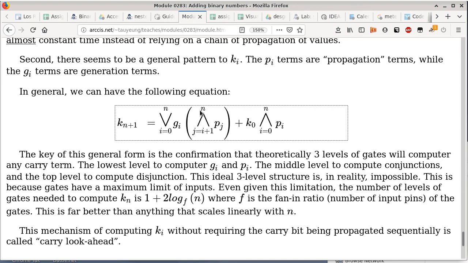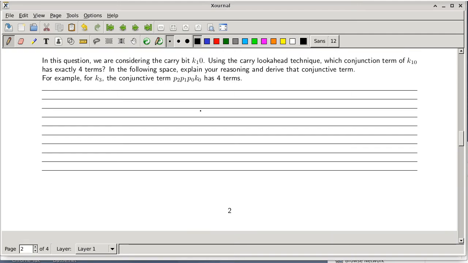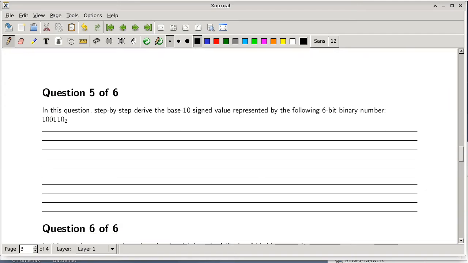Okay. All right. So we got number 5 here. Step by step derive the base 10 signed value represented by the following 6-bit binary number. Okay. So with this one, I was expecting people to use an equation that is in binary comparison. Interestingly, it's not in the signed number discussion, but it's in binary comparison. But in binary comparison, I give you guys a v function.